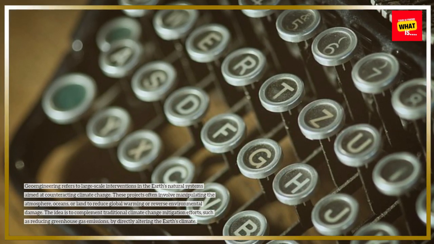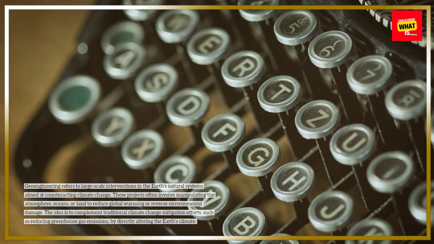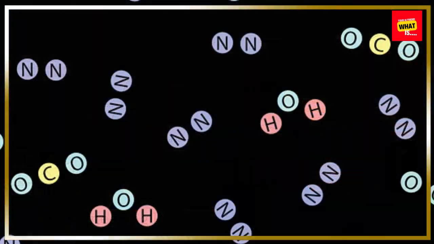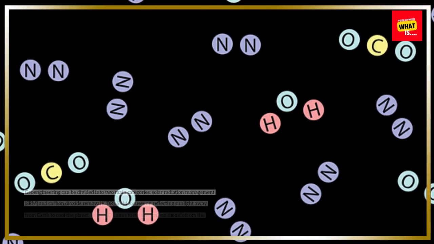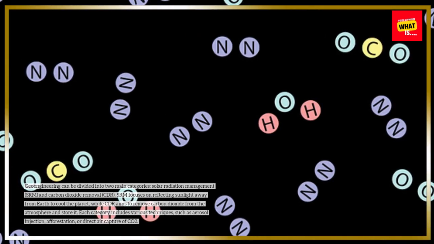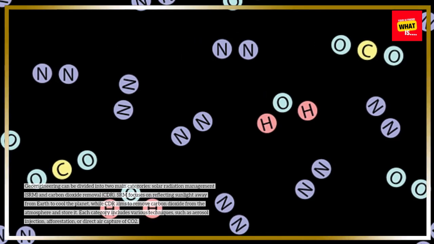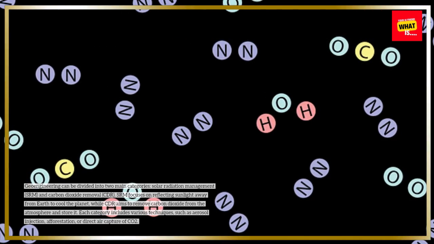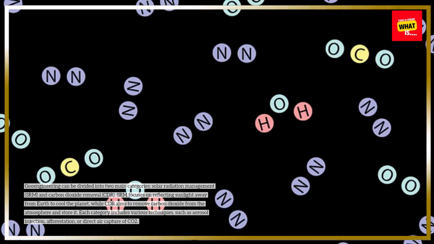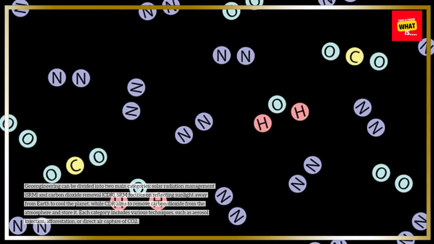The idea is to complement traditional climate change mitigation efforts, such as reducing greenhouse gas emissions, by directly altering the Earth's climate. Types of geoengineering projects. Geoengineering can be divided into two main categories: solar radiation management (SRM) and carbon dioxide removal (CDR). SRM focuses on reflecting sunlight away from Earth to cool the planet, while CDR aims to remove carbon dioxide from the atmosphere and store it. Each category includes various techniques, such as aerosol injection, afforestation, or direct air capture of CO2.